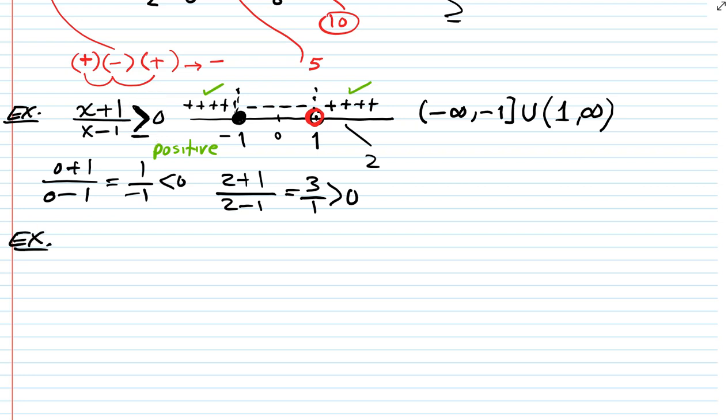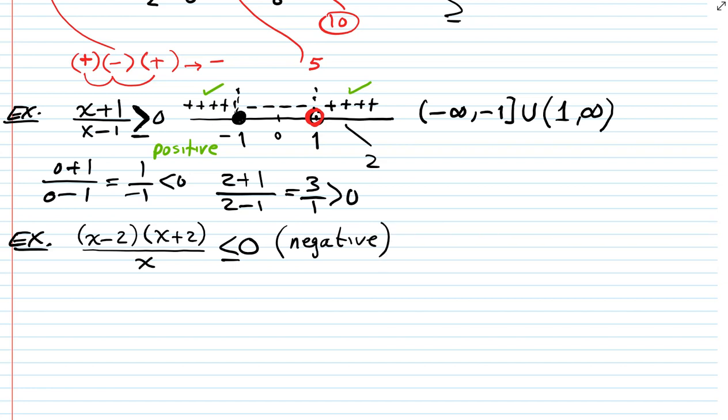In this next example, suppose I have an expression that is in factored form, again a rational expression: x minus 2 times x plus 2, divided by x, less than or equal to 0. This time less than means negative, so we're looking for negative values of the fraction. Let's see what makes the top and the bottom 0. The bottom is 0 when x is 0, right?